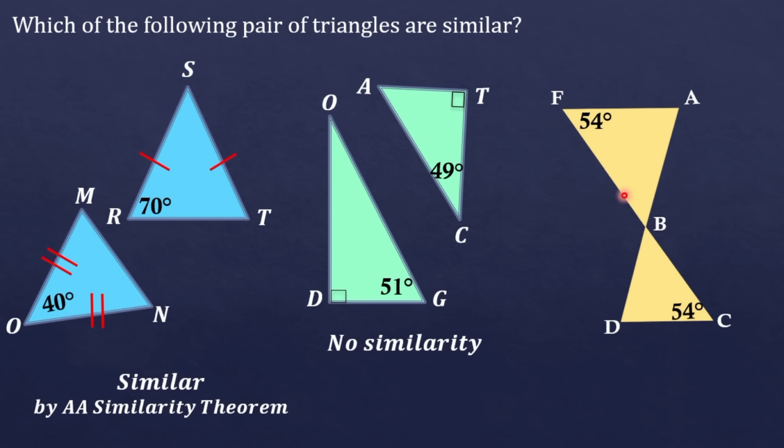As you can see, meron tayo ditong vertical angles. So, kapag meron po tayong vertical angles, by vertical angle theorem, the 2 vertical angles are always congruent. Okay? So, kung congruent ito, meron na tayong first pair na congruent angles. And then ito po yung pangalawa. So, these two triangles are similar by AA similarity theorem.